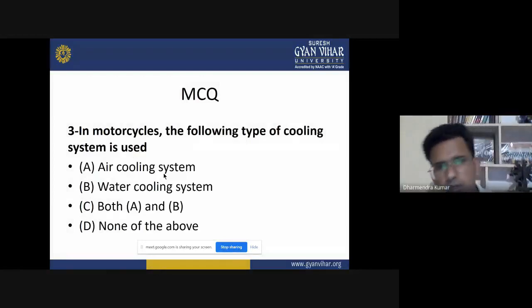Now the third multiple choice question is, in a motorcycle, the following types of cooling system is used. We have discussed that one type is the air cooling system and another type is the water cooling system. If you're talking about the air cooling system, then we have discussed that it is beneficial where the overall engine parts are in the open space and the strike of air must be drawn on the engine.